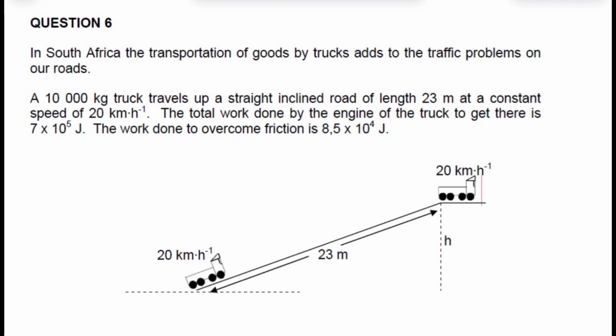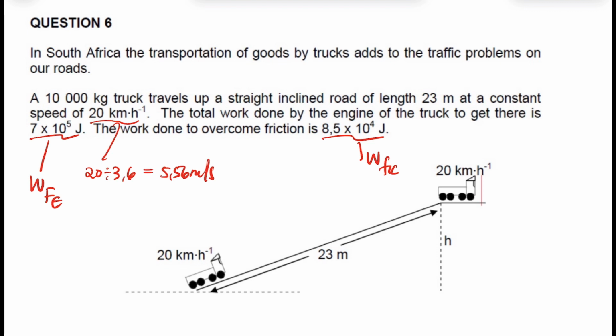Okay, it is very important to underline what we have. We have a constant speed, so we change the speed by dividing by 3.6, which gives 5.56 meters per second. And this is the work done by the force of the engine of the truck, and this is the work done to overcome friction, the work done by friction. This is the displacement of the truck. This is the initial velocity of the truck, and this is the final velocity of the truck.